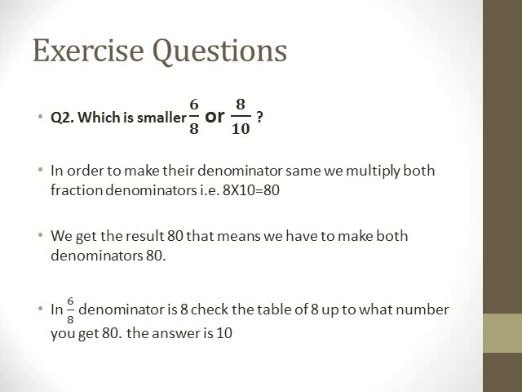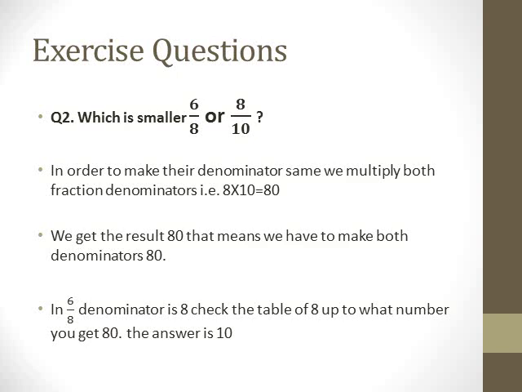So check in 6 over 8. In 6 over 8 the denominator is 8. You need to convert 8 into 80 by using fraction property. So can you check the 8 table, up to what number you will get 80? 8 by 1 is 8, 8 by 2 is 16, 8 by 3 is 24, 8 by 4 is 32, 8 by 5 is 40, 8 by 6 is 48, and so you will find that 8 multiplied by 10 will be equal to 80. This means you have to multiply 8 by 10.